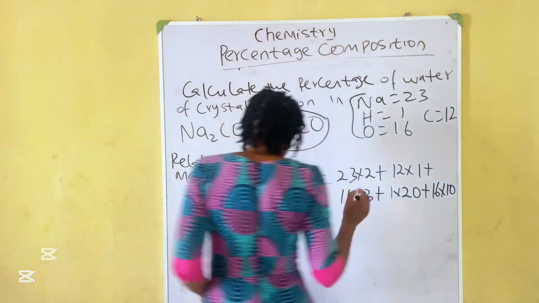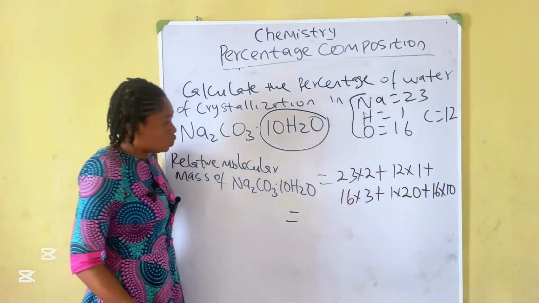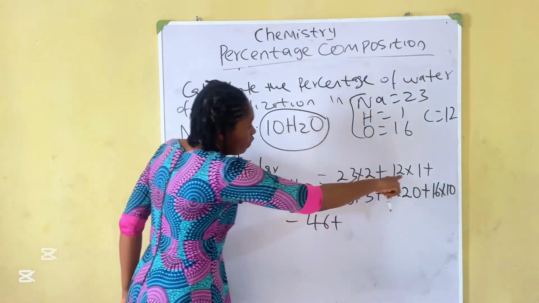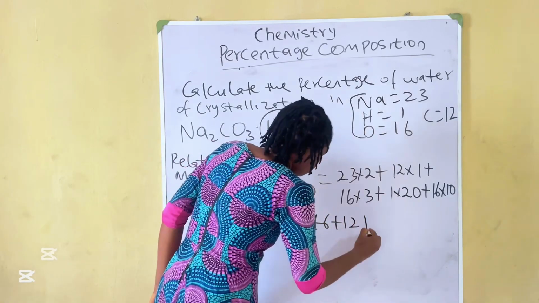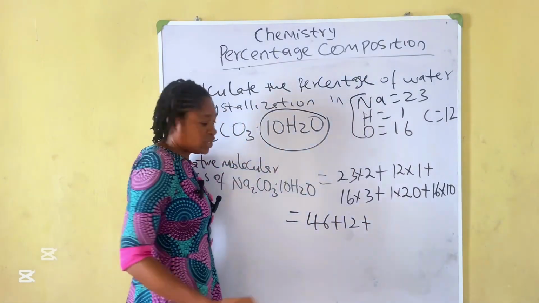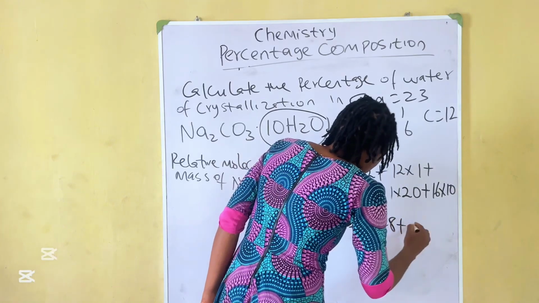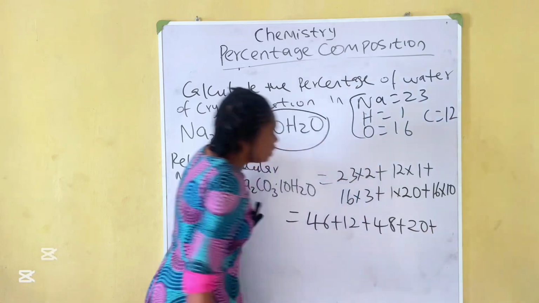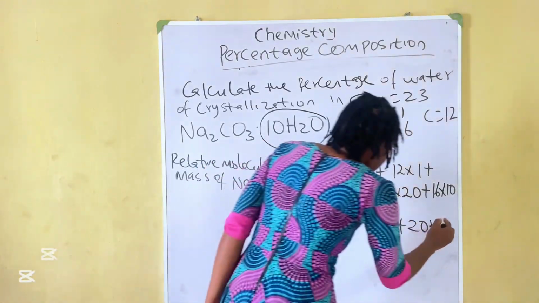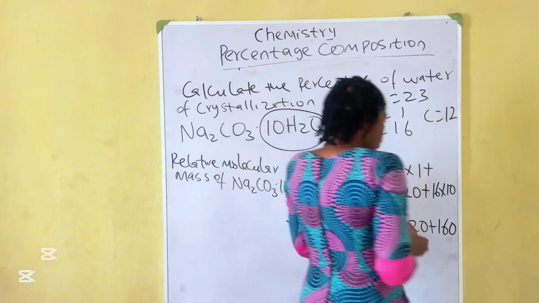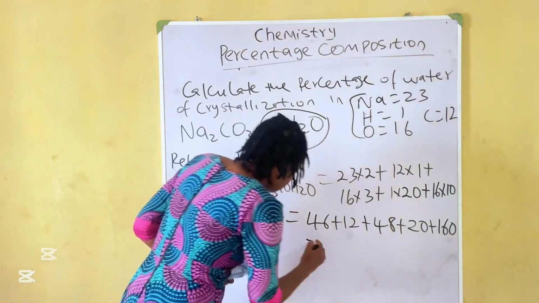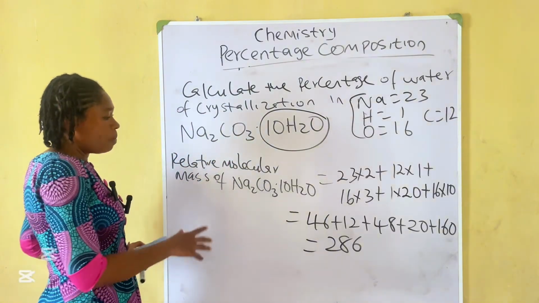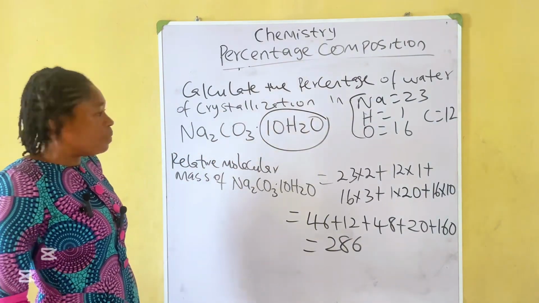Let's sum them together. 23 times 2 is 46. 46 plus 12 times 1 is 12. 16 times 3 is 48. 1 times 20 is 20. Plus 16 times 10 is 160. So I'm going to sum them together: 286. So the relative molecular mass of this compound is 286.